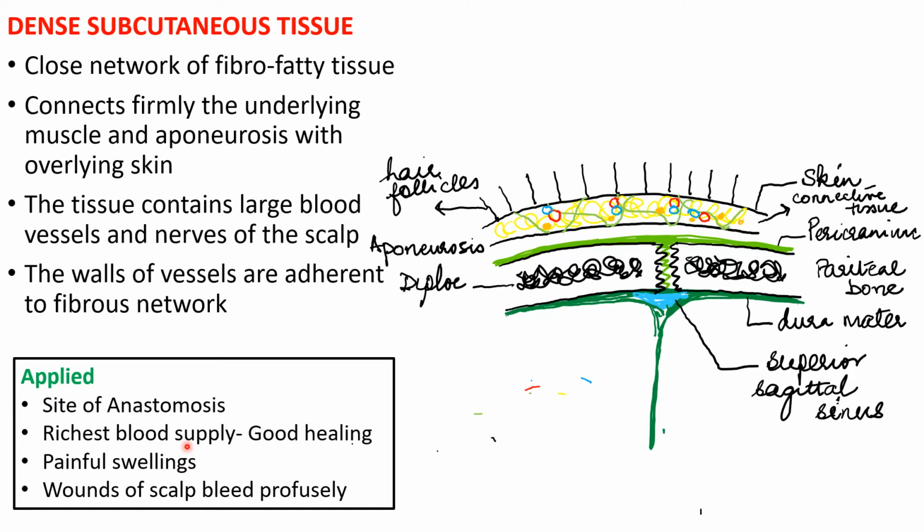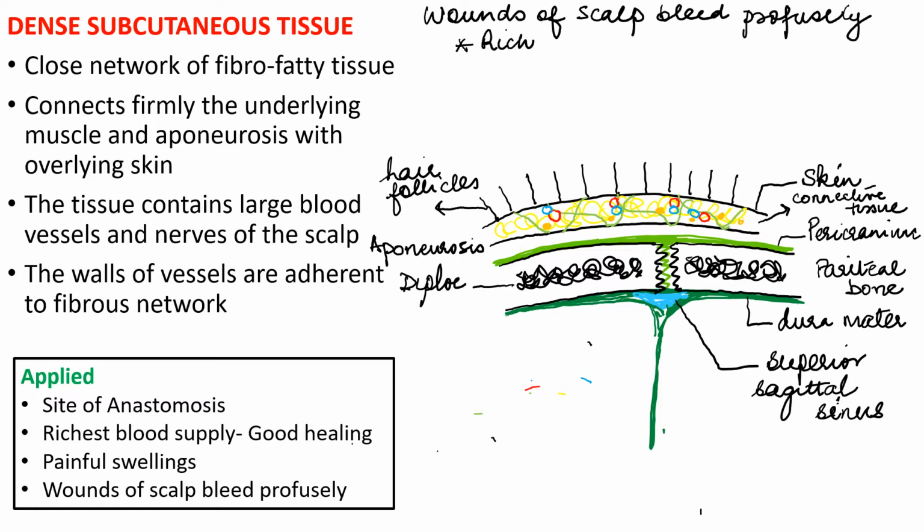The rich blood supply means that it has very good healing. If there is a wound in the scalp, the healing is very good. But also because of the rich blood supply, wounds of the scalp tend to bleed profusely. So wounds of the scalp heal well, but they also bleed profusely. Now, why is this profuse bleeding taking place? Number one, because it has a rich blood supply. We just talked about it. We will be talking in detail about what blood vessels are supplying it in a few minutes.